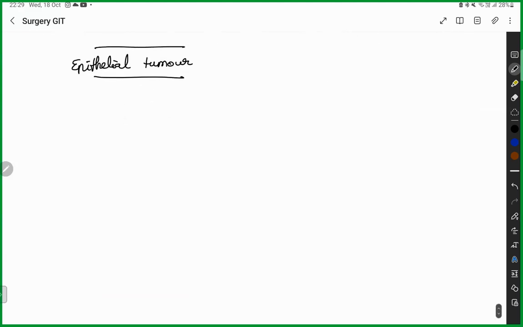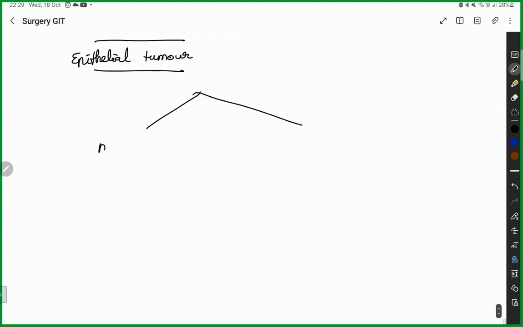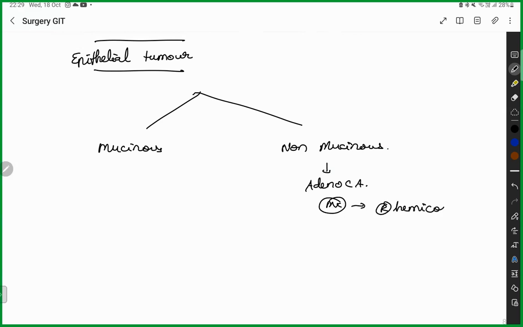You are going to have two types of epithelial tumors: one is mucinous and the other is non-mucinous. Non-mucinous is going to consist of adenocarcinoma. What is the management? It is going to be right hemicolectomy. Then you are going to perform chemo. Chemo is going to be FOLFOX or FOLFIRI. This is going to be the regimen, FOLFOX or FOLFIRI.